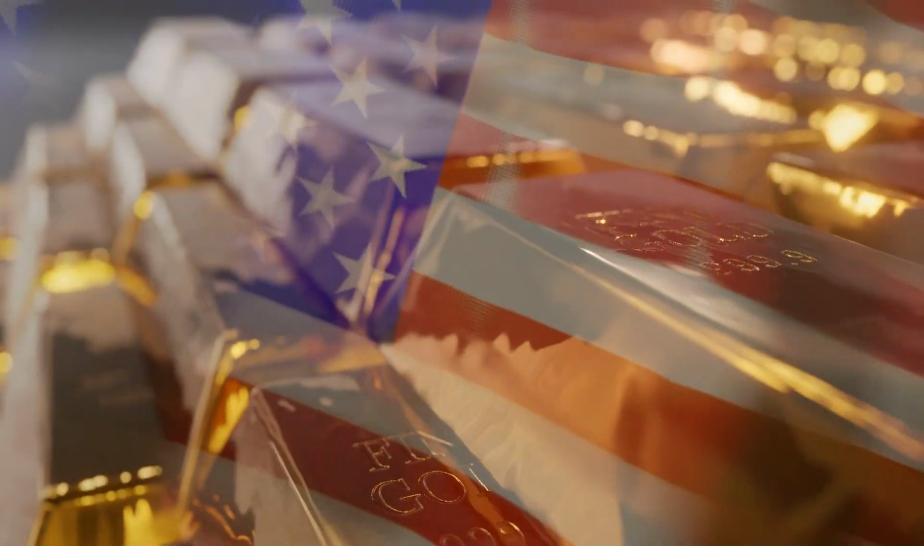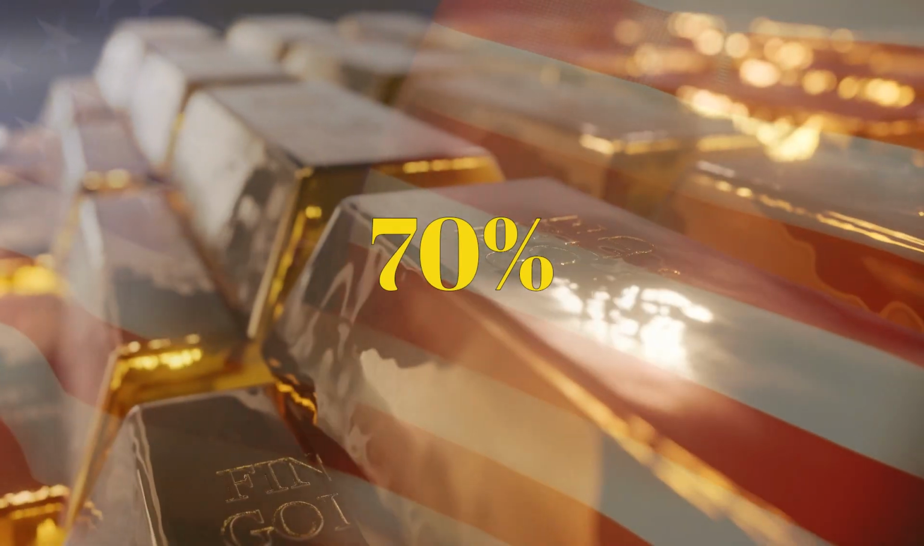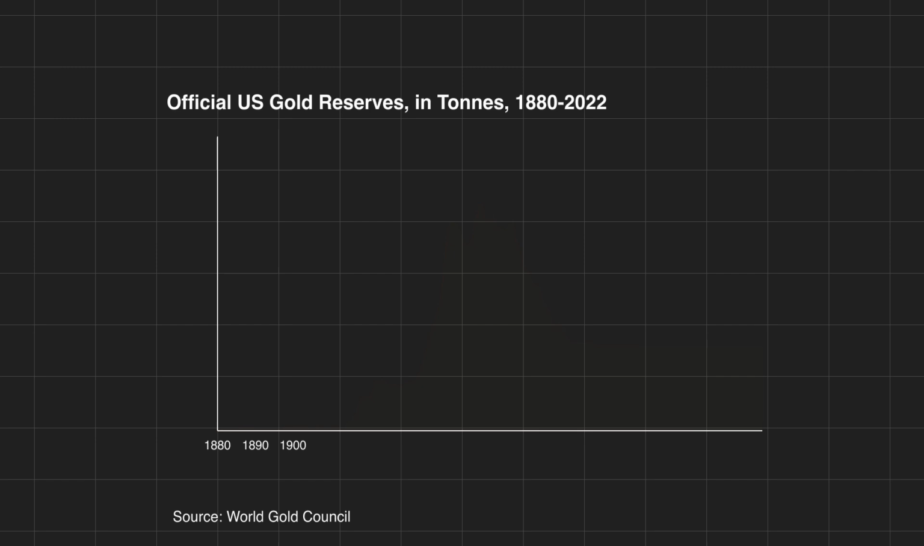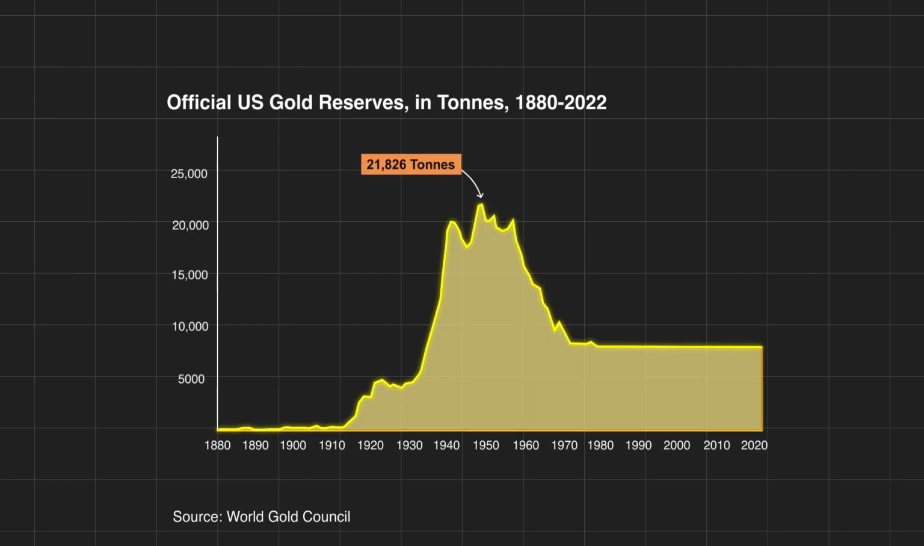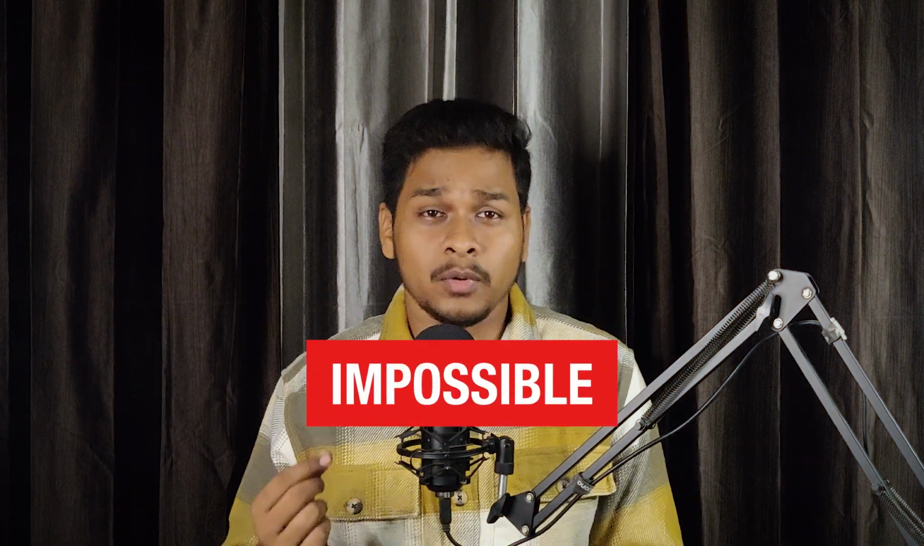And by conducting business out of these two wars, the United States had accumulated 70% of the world's gold reserves. 70%. And if you look at this graph, you will see that their gold reserves went up from just about 2,000 tons in 1910 to more than 21,000 tons in 1949. As the United States now owns the majority of the gold, a return to the old gold standard became impossible.